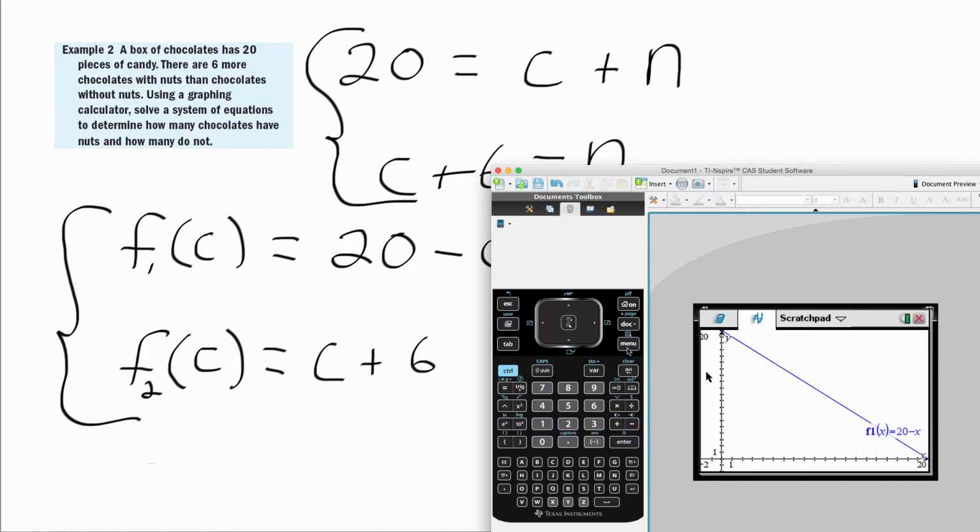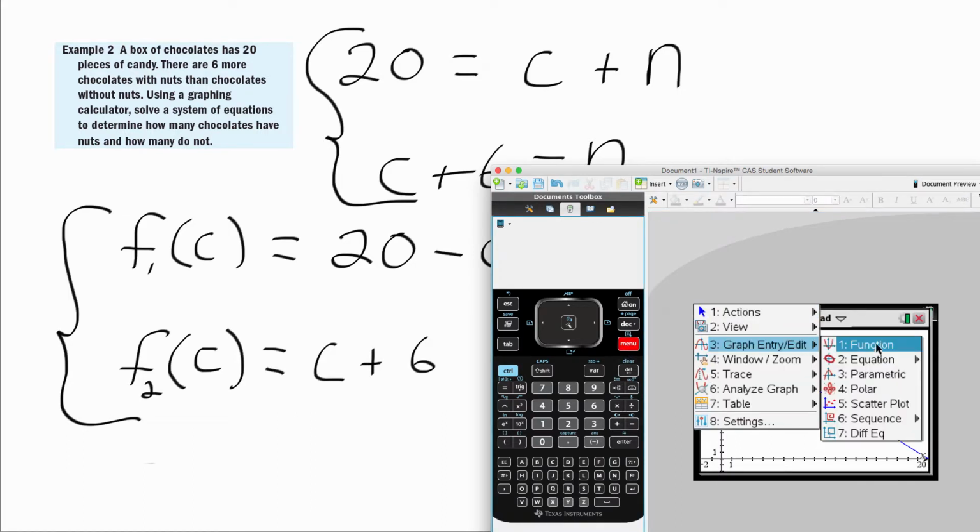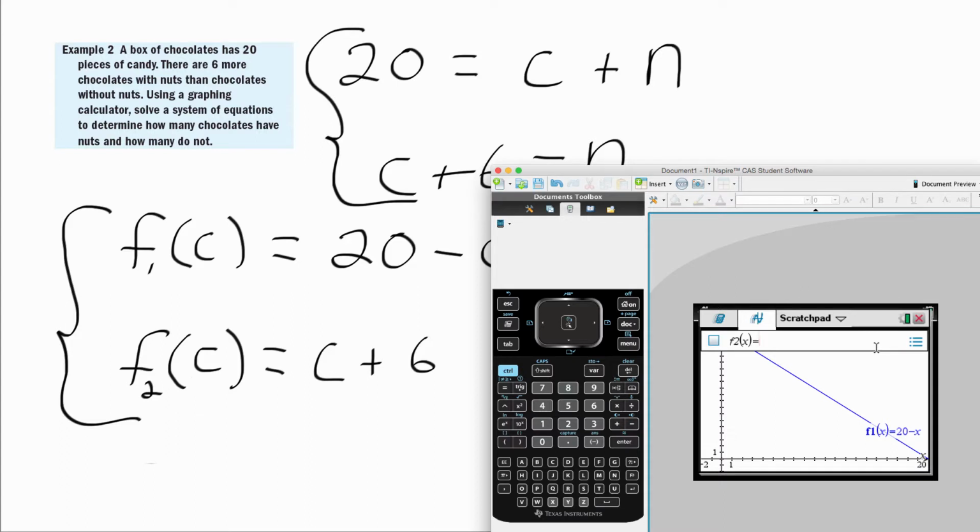We need another graph for our next function. And in this function, it's c plus 6. And remember, we're substituting x. So x plus 6. Enter. And I now have a graph that shows me the intersection of these two.